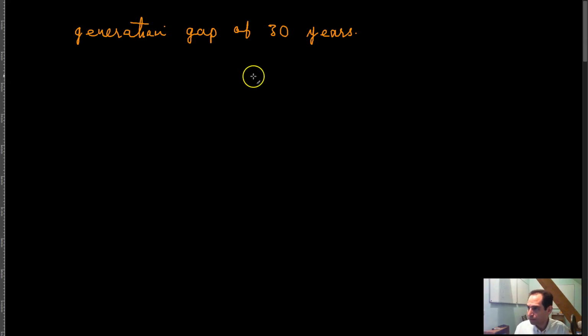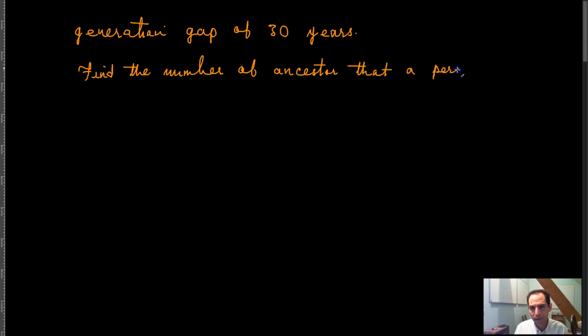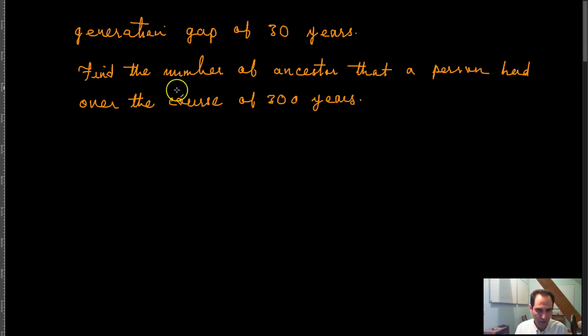What that means is that now, if you are asked to find the number of ancestors that a person had over the course of, for example, 300 years, right? Over the course of 300 years.